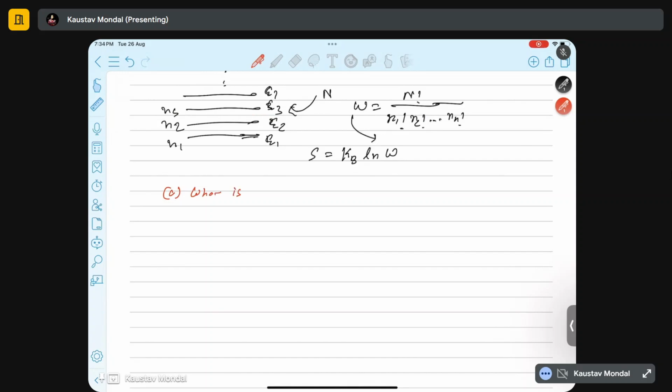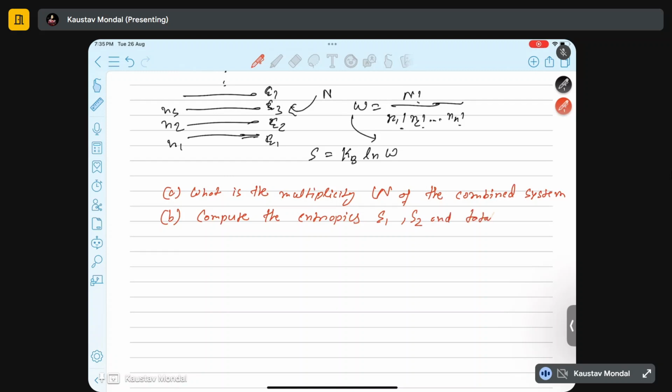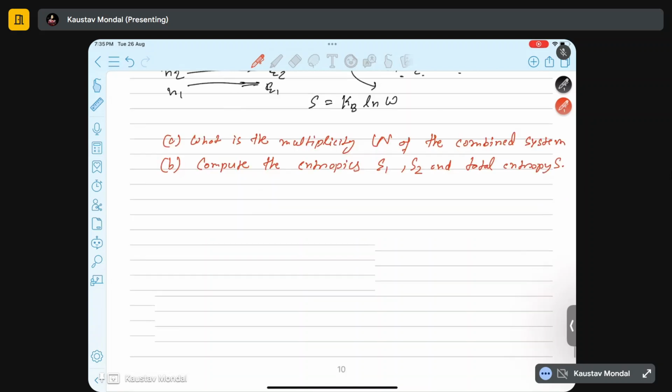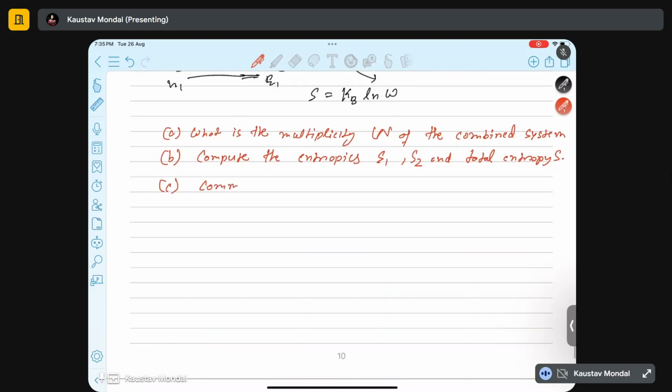Now the things you have to calculate are: A, what is the multiplicity W of the combined system; B, compute the entropies S1, S2 and the total entropy S; and the third thing is to comment on the result. That means we have to interpret the results, right?